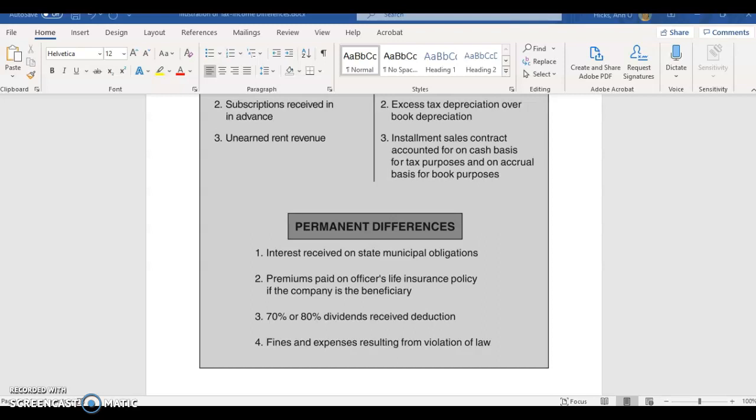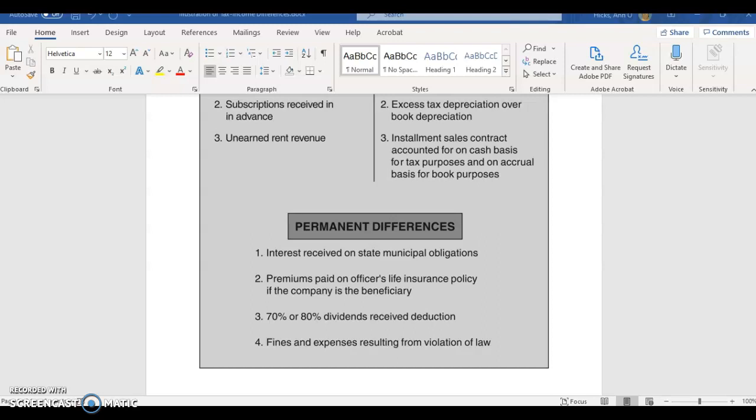There is a deduction for certain qualified dividends that you receive on U.S. stock. This is a way of addressing for corporations the double taxation issue. The situation that arises because a corporation is taxed on their income, they pay it to their stockholders in dividends, and then the stockholders are taxed. So there is a deduction for that. That is a permanent difference. It's not that you're going to be taxed at a different time. You're never going to be taxed.